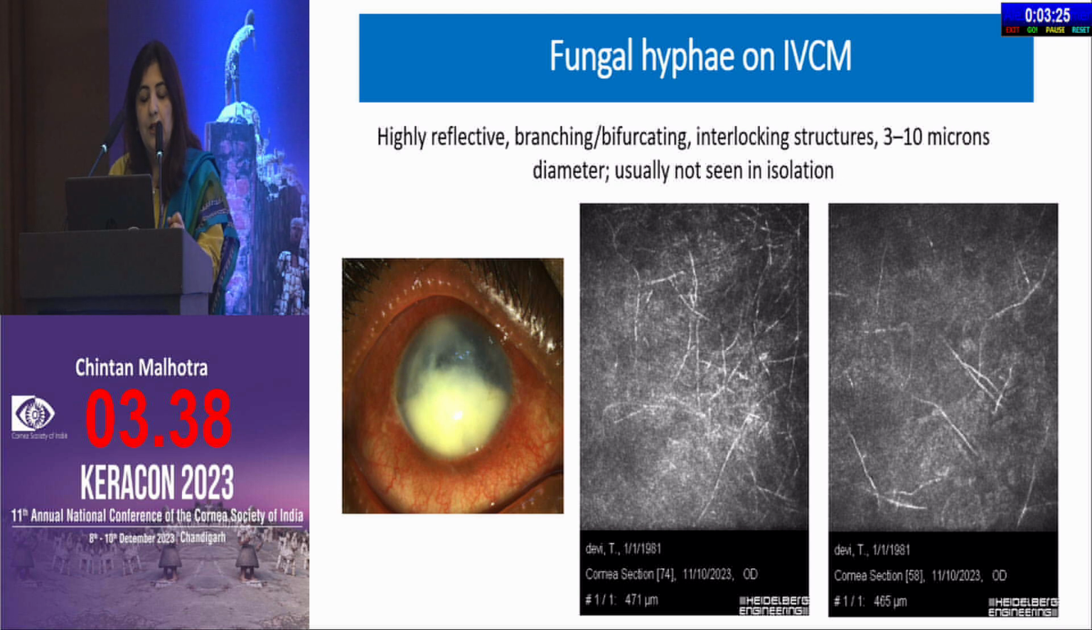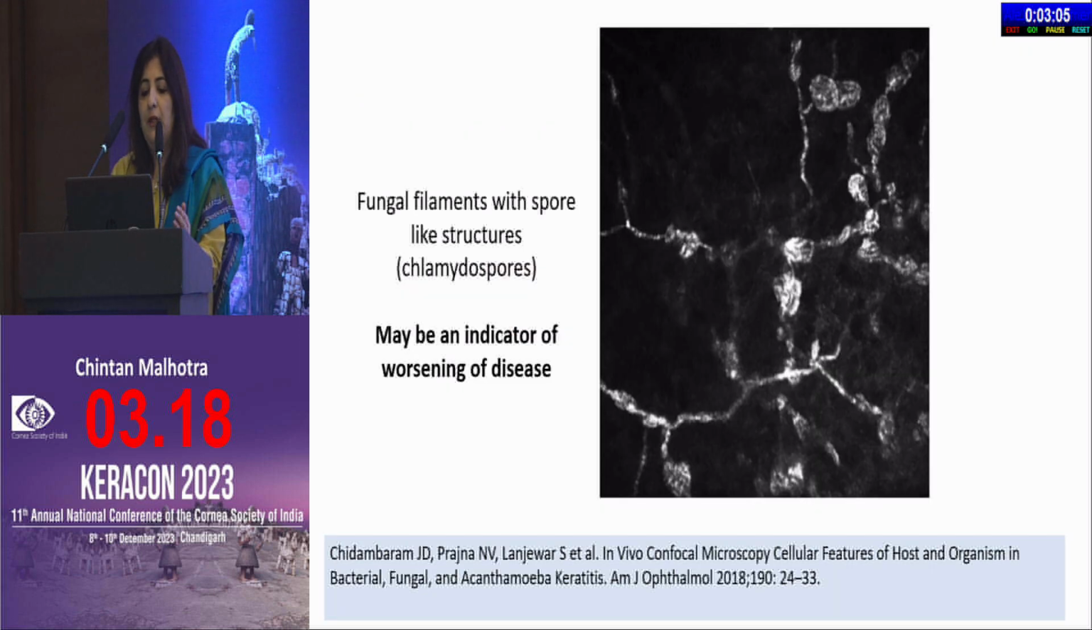So this is how classical fungal hyphae look: highly reflective, branching, interlocking structures, usually 3 to 10 microns in diameter, not seen in isolation usually. These can sometimes, if they are isolated or few, be confused with nerves, which are usually thicker and branch more regularly. Fungal filaments with spore-like structures have also been shown in this study from the Arvind group, where they were seen in 3% of the cases, and they mentioned that sporulation on in vivo confocal microscopy might suggest a poorer prognosis because it's a fungus which has exhausted its nutrient supply.